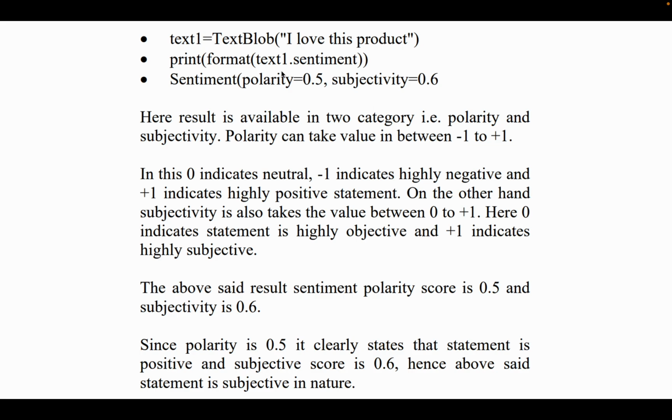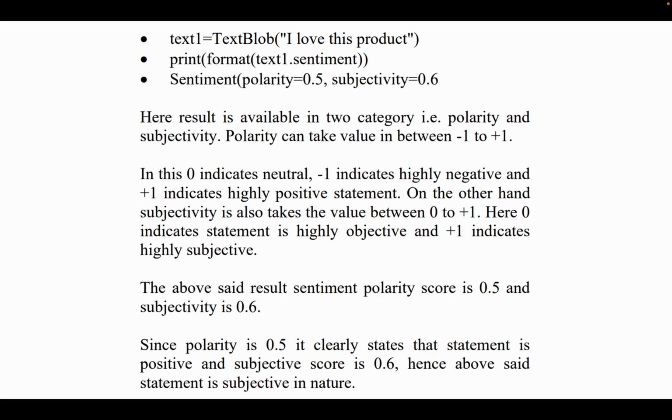That will give us two things: polarity as well as subjectivity. Polarity takes on values between -1 and +1. In this range, 0 indicates neutral, -1 indicates highly negative, and +1 indicates highly positive. On the other hand, the second one is subjectivity, and that takes on a value between 0 and 1. 0 in this range indicates that a statement is highly objective, and +1 indicates highly subjective. So an objective statement wouldn't be based on opinions or feelings, but a subjective statement would be.